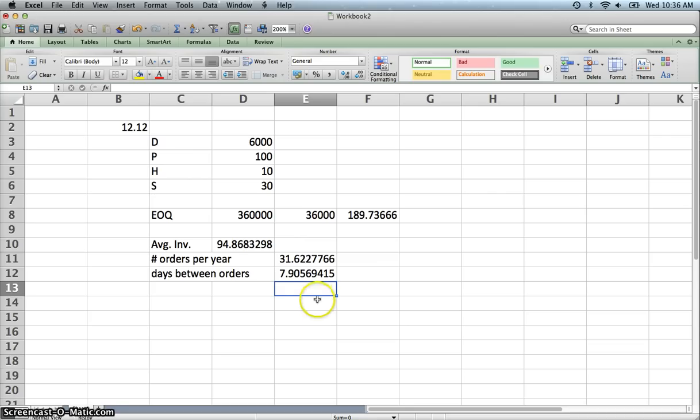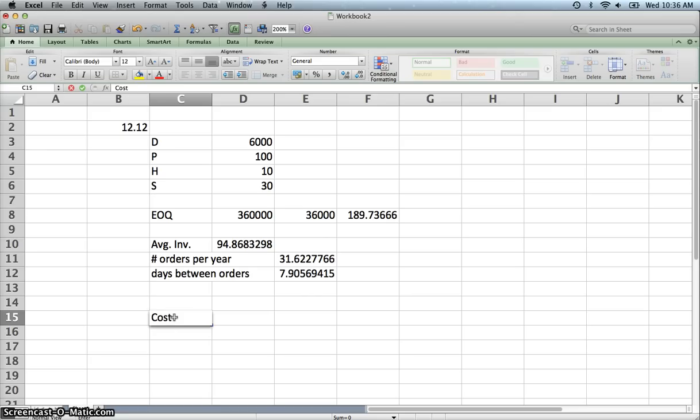So kind of to summarize this, every 8 work days, we're going to make an order of 190, and that will mean that we will do 31 orders per year. They want to look at the cost of the inventory. Now here's where you go back to just the cost of managing the inventory.